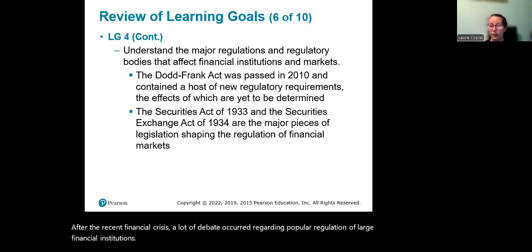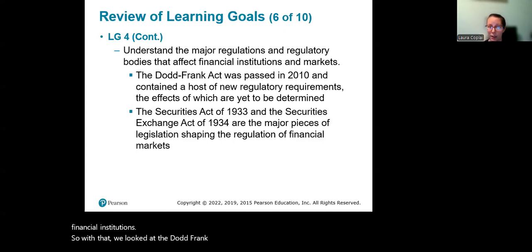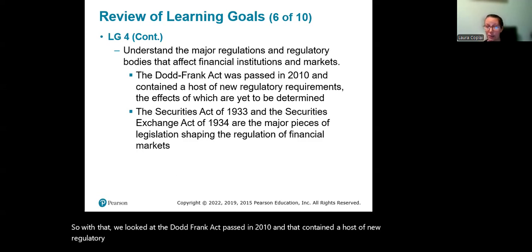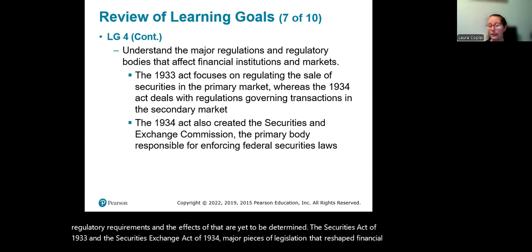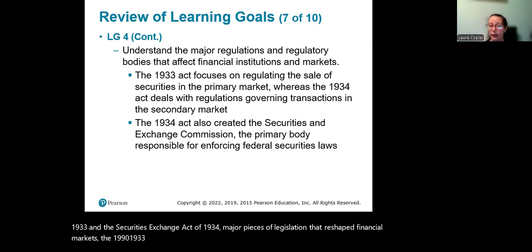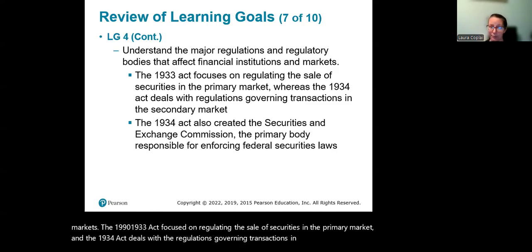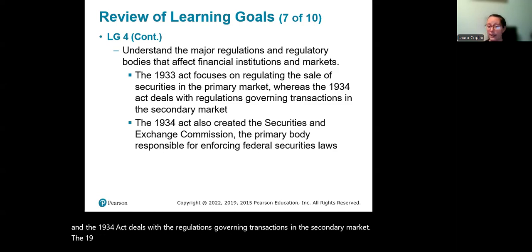With that, we looked at the Dodd-Frank Act, passed in 2010, which contained a host of new regulatory requirements, and the effects of that are yet to be determined. The Securities Act of 1933 and the Securities Exchange Act of 1934 were major pieces of legislation that reshaped financial markets. The 1933 Act focused on regulating the sale of securities in the primary market, and the 1934 Act deals with the regulations governing transactions in the secondary market. The 1934 Act also created the SEC, which is responsible for enforcing those federal securities laws.